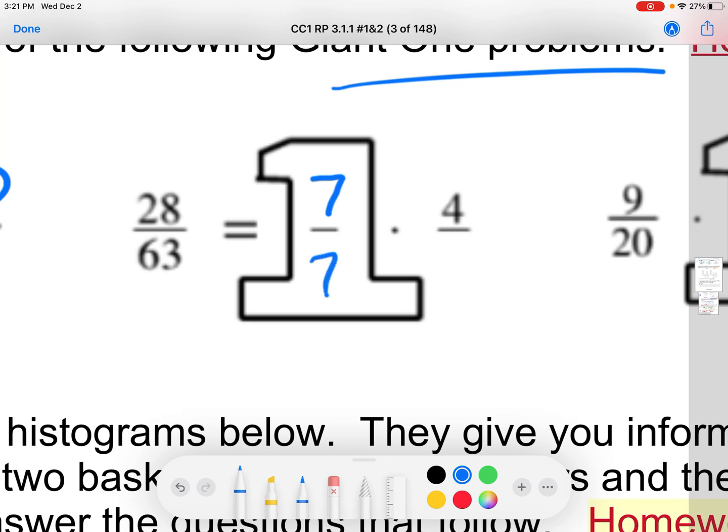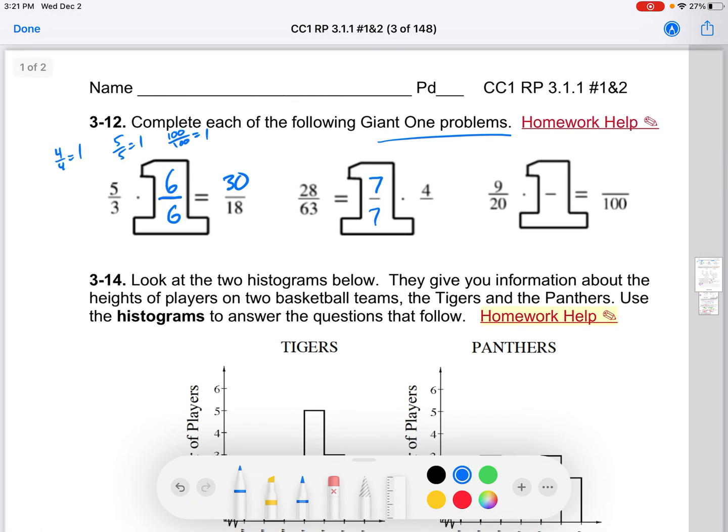So once that's 7, I can now finish the rest of this, okay? Now, same thing I would do on the far right. Find what that giant 1 is, and then once I know the giant 1, I can get those other numbers, okay? Hopefully that helps. Let me know if you have other questions.